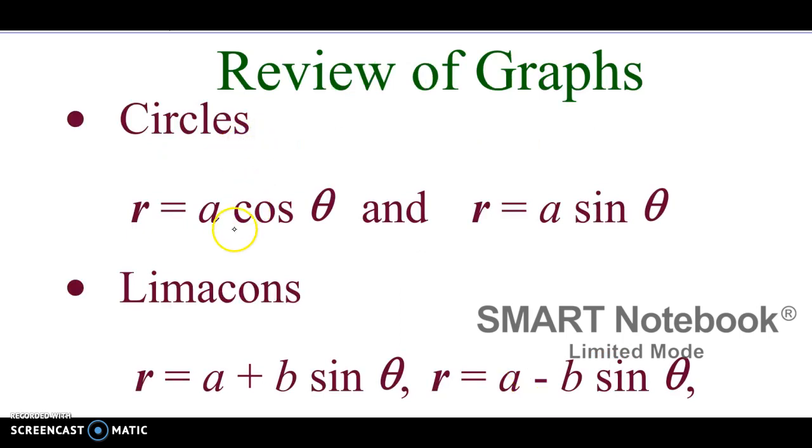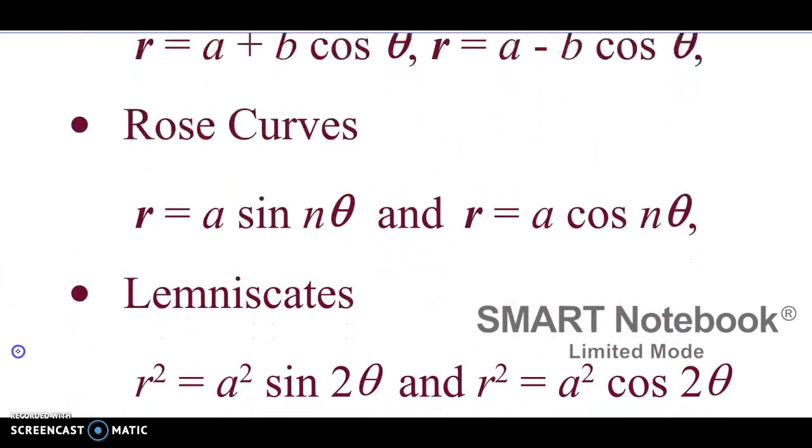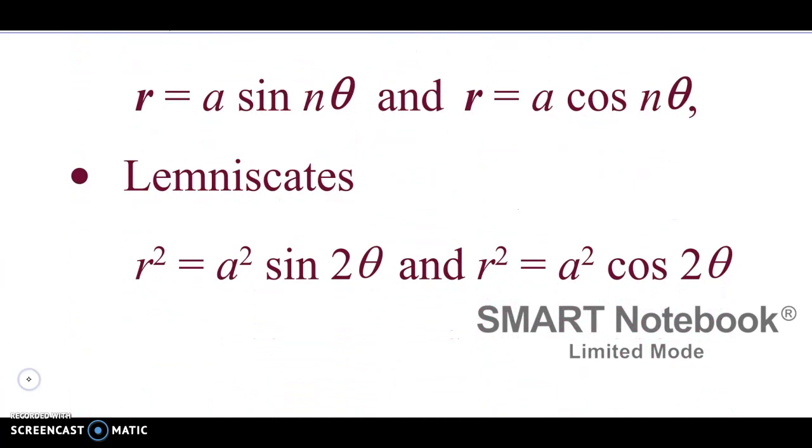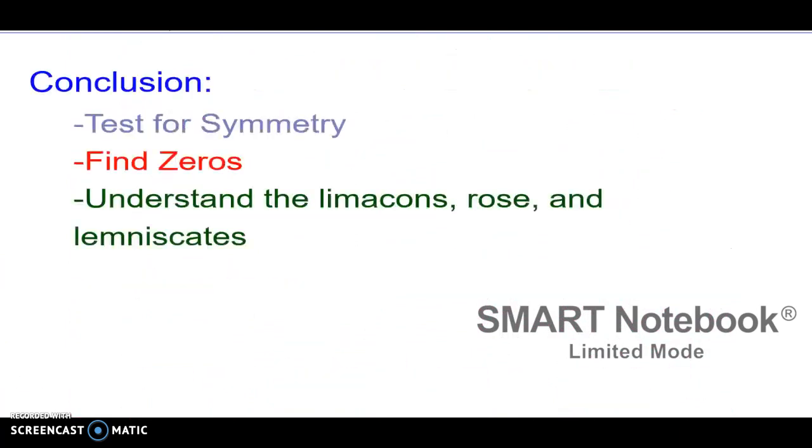We have circles, limacons, whatever you want to call them. We have rose curves and the lemniscates. Remember, you do not have to memorize these, so stop freaking out. And then we also talked about finding zeros and tests for symmetry.